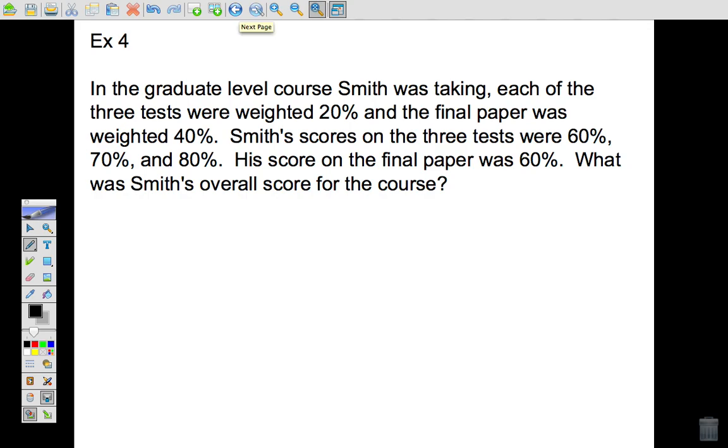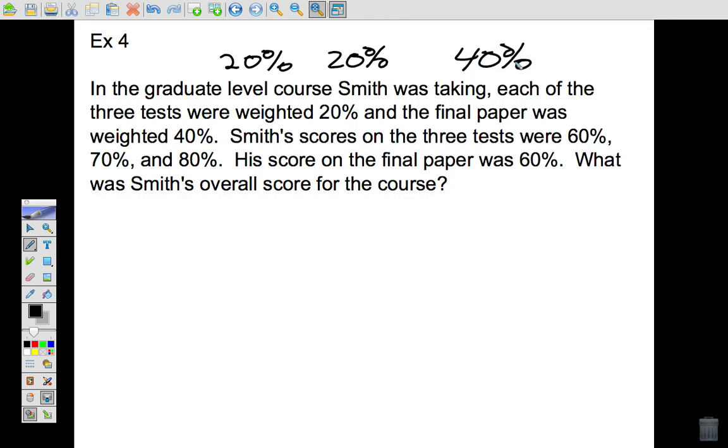All right, last example. This one's a little different, not much. In the graduate level course Smith was taking, each of the 3 tests were weighted 20%, and the final paper was weighted 40%. So let's see, the weights were 20%, 20%, and then you actually had a third paper that was weighted at 40%, because it's a final, so it's worth more.